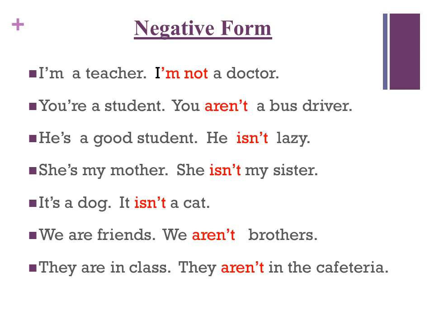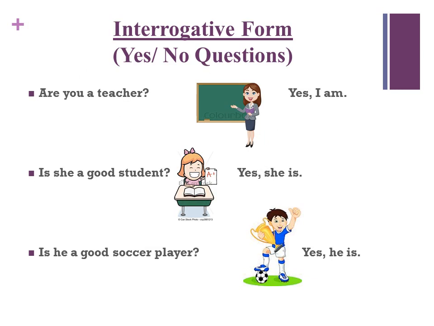These are jobs, okay? He's a good student, or he is a good student. He isn't lazy. She's my mother. She isn't my sister. It's a dog. It isn't a cat. We are friends. We aren't brothers. They are in class. They aren't in the cafeteria. So you can see now you can make the difference between the affirmative, negative, and interrogative form now.